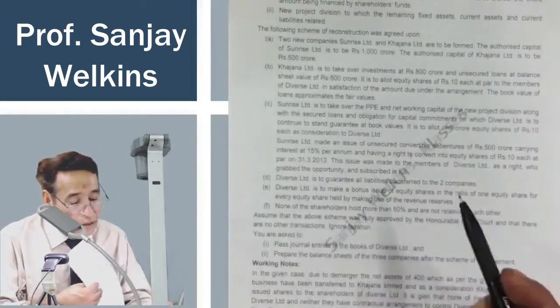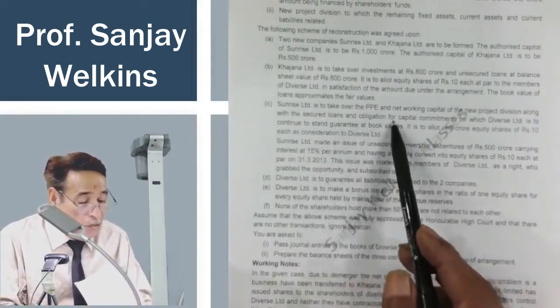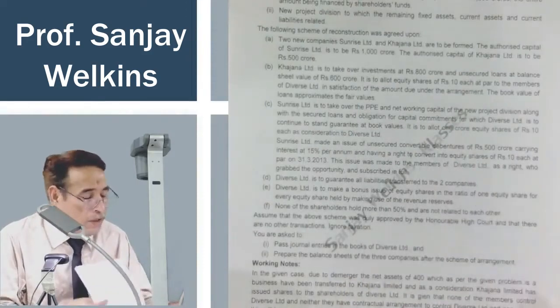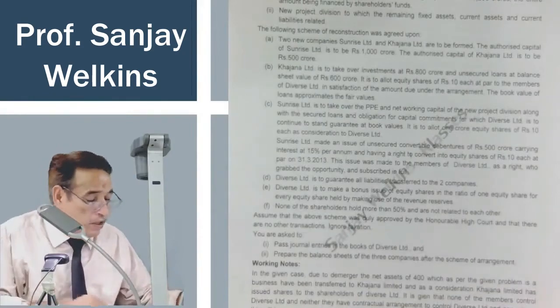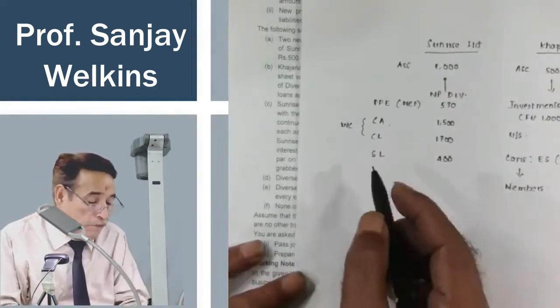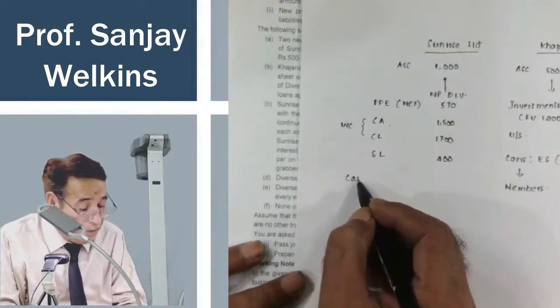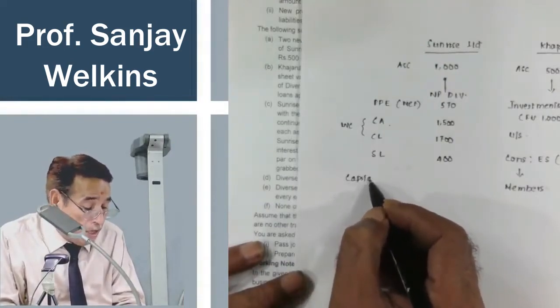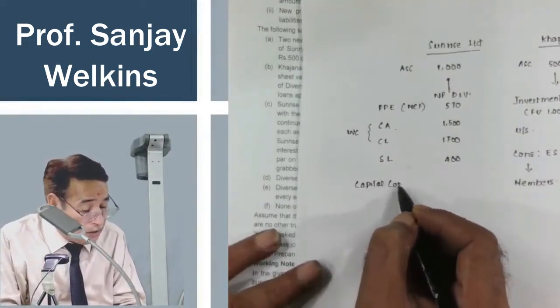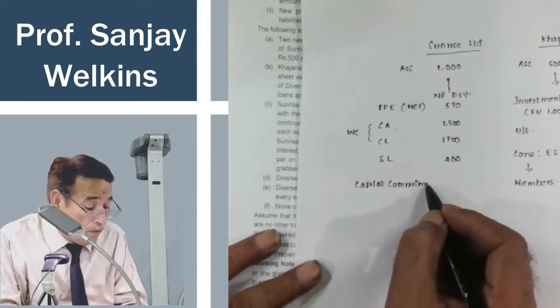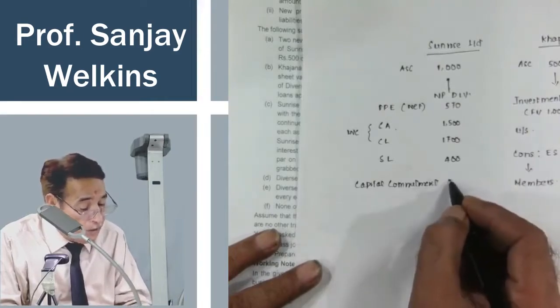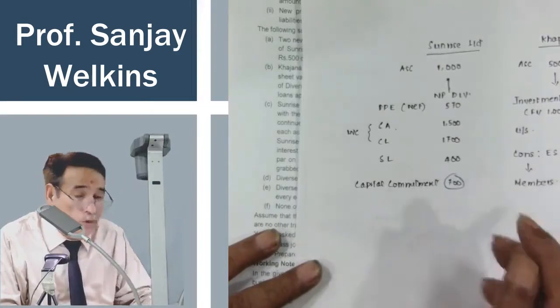Sunrise Limited is also taking over an obligation for capital commitment. So that means when we will prepare the balance sheet of the Sunrise Limited later on, then under the footnote I will write that they are taking over capital commitment. They are taking over this liability, contingent sort of liability, you may say, because it is written in the footnotes.